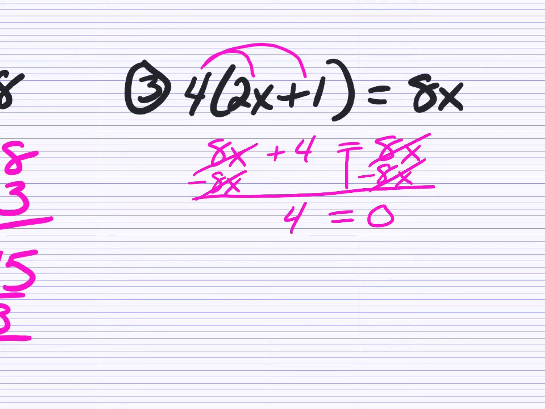This is not my answer. This tells me what my answer is. I simply have to ask myself, is this a true statement? Then it would be infinite many solutions. Or is this a false statement, and it would be no solutions? And does 4 equal 0? No. So therefore, this means there are no solutions to this problem.